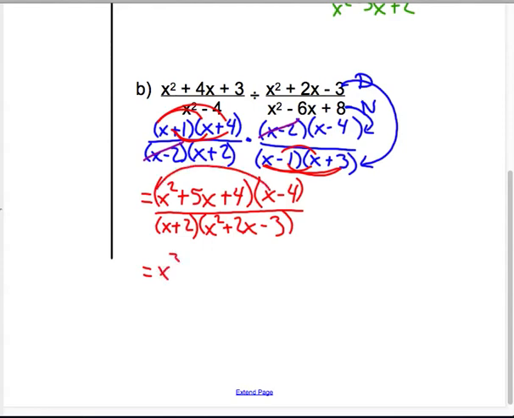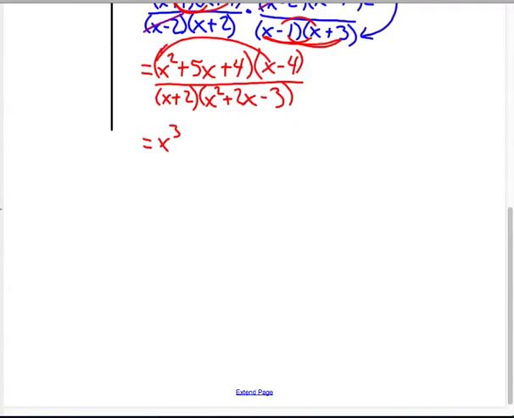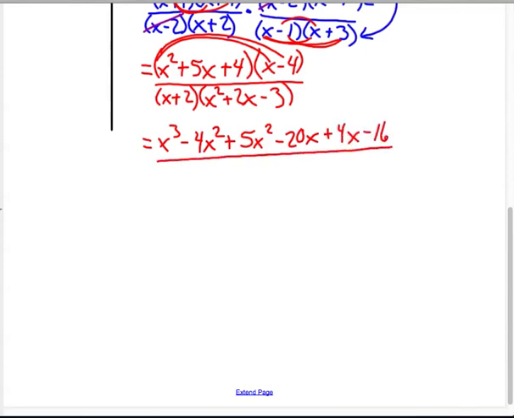So we've got x cubed minus 4x squared. Now I'm going to distribute my 5x, so I've got plus 5x squared minus 20x. And then distributing the 4, plus 4x minus 16. In the denominator, I'm going to distribute my x, so I have x cubed plus 2x squared minus 3x. And then distributing my 2, plus 2x squared plus 4x minus 6.